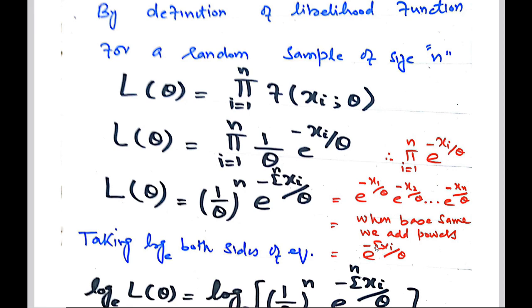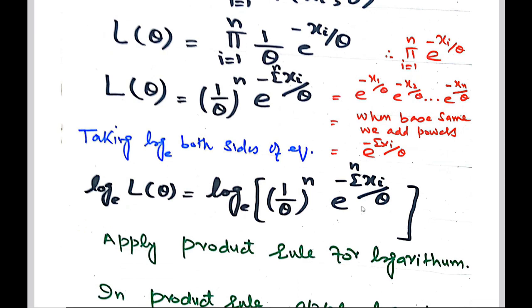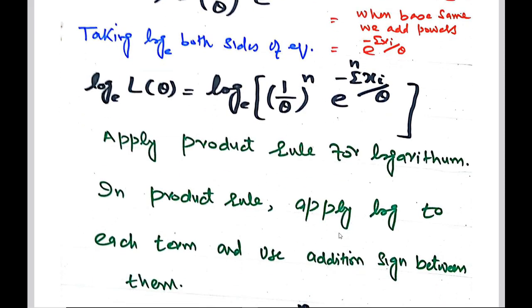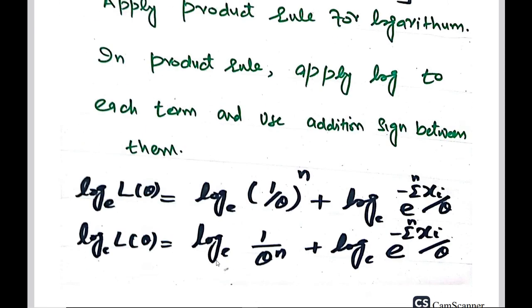To convert the product into a summation sign, we take the log, meaning natural log, of both sides. Log of L of theta is equal to log of 1 over theta power n times e power minus the sum of xi over theta. Apply the product rule for logarithm. In the product rule, apply log to each term and use an addition sign between them.